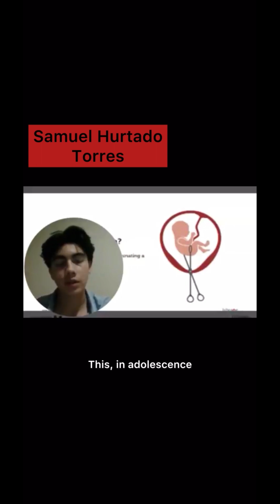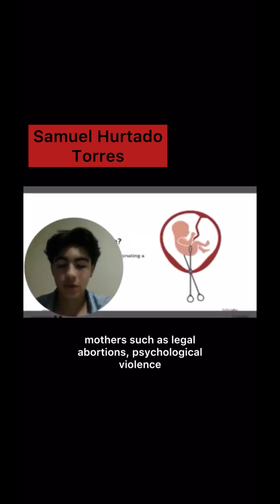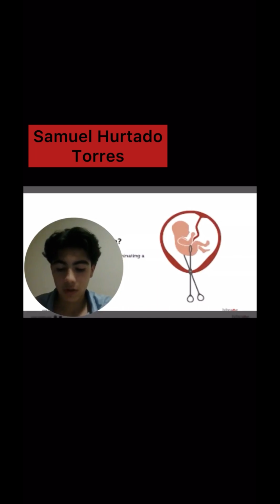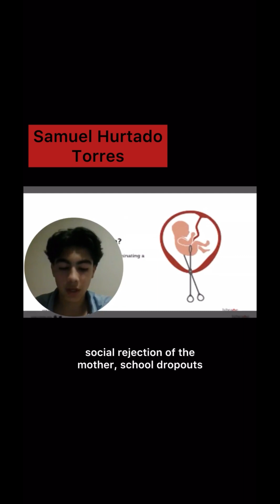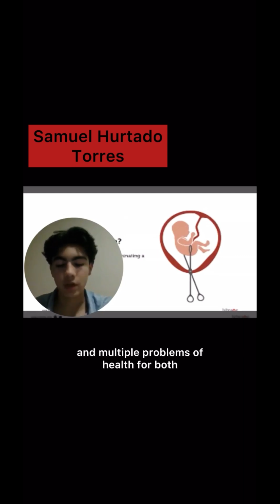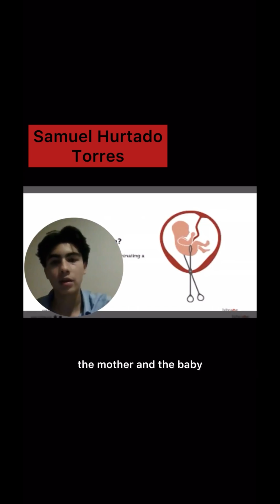Cause of death worldwide for young women between 15 and 19 years old. In adolescence, there are problems such as illegal abortions, psychological violence, abandonment, child abuse, social rejection of the mother, school dropouts, and multiple health problems for both the mother and the baby.